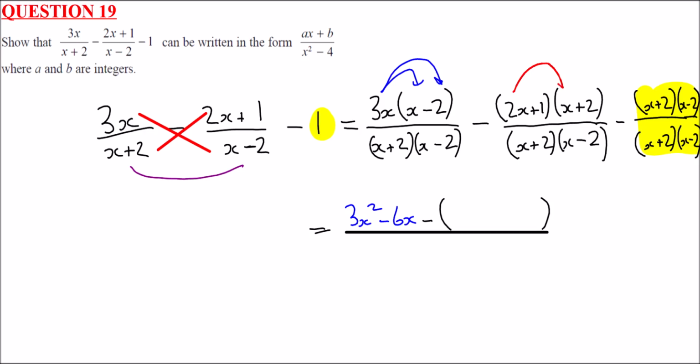2x multiplied by x gives 2x squared. 2x times 2 is 4x, plus an extra x here when I expand it out gives me 5x's in total. And then 1 times 2 gives 2.